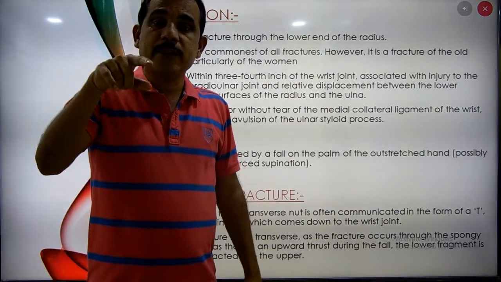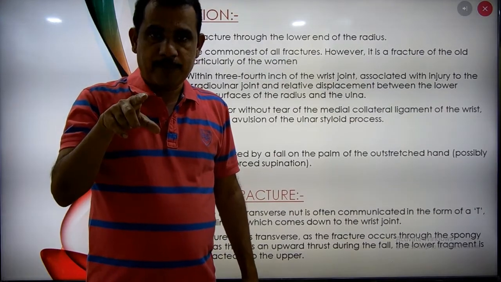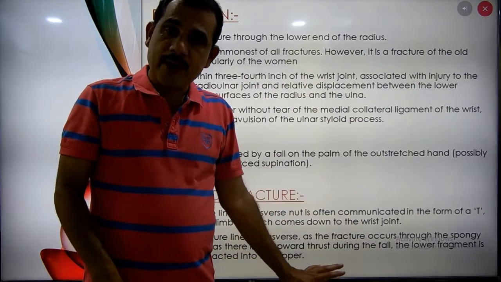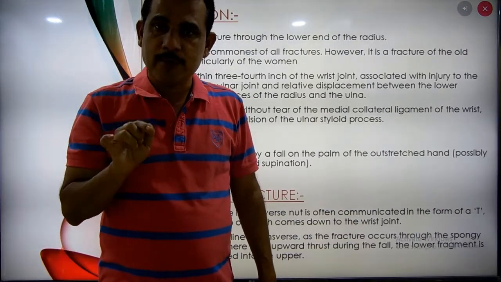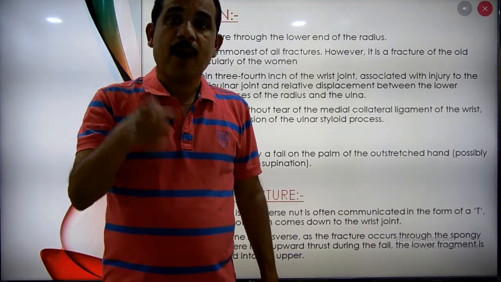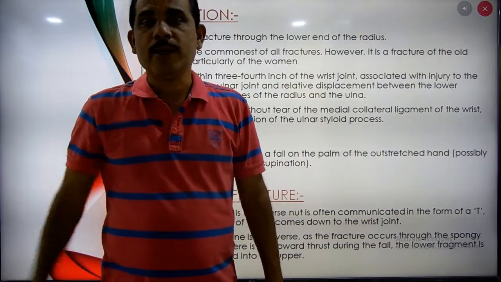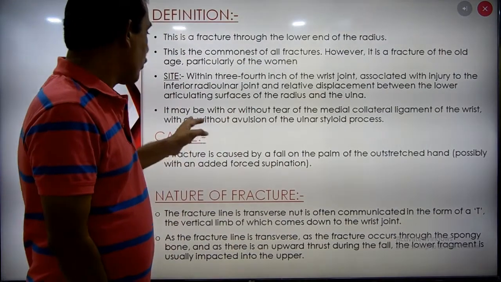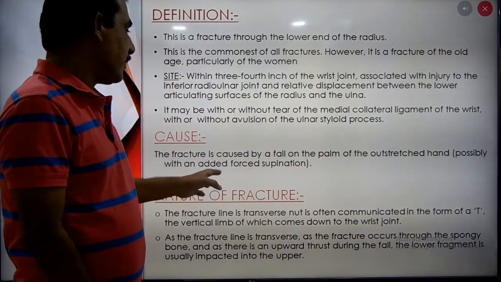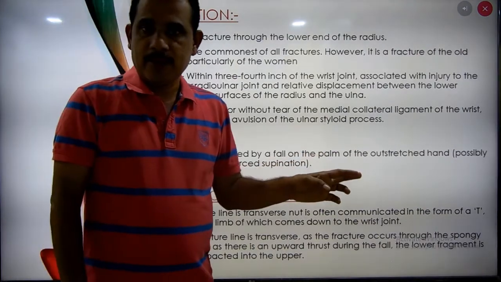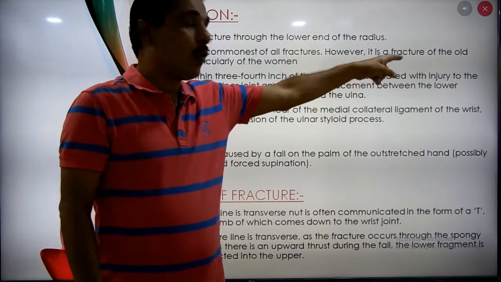As we have already seen in previous lectures, the same injury, falling on the outstretched hand, in children causes the supracondylar fracture of the humerus, while in adults the same injury causes the posterior dislocation of the elbow. And here, the same injury is what? Falling on the palm of the outstretched hand. Isn't it? It causes what? The Colles fracture in old age.